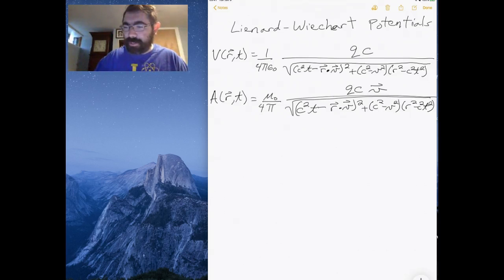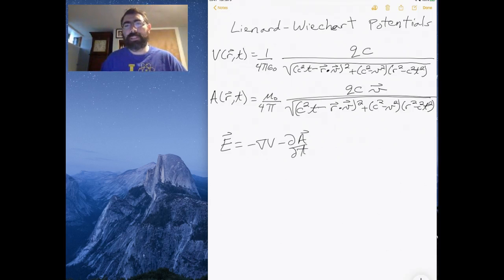Okay, so if we want to calculate the electric field, we use this equation right here. Now we've got to find the gradient of V and the time derivative of A. So let's start with the gradient of V. Now this is going to be a little bit tricky because the distance script r is r minus this, now we're calling it w instead of r prime. So it's the change in those two distances.